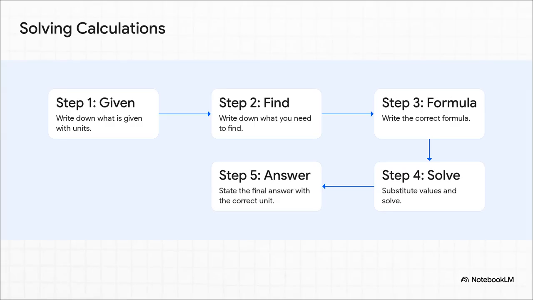When you hit a math problem, don't just dive in. Follow these 5 steps every single time. 1. Write down what's given. 2. What are you trying to find? 3. Write out the formula. 4. Plug in the numbers and solve. And 5, and this is a big one, state your final answer with the unit. Seriously, even if you mess up the math, you'll still get points just for showing your method correctly.